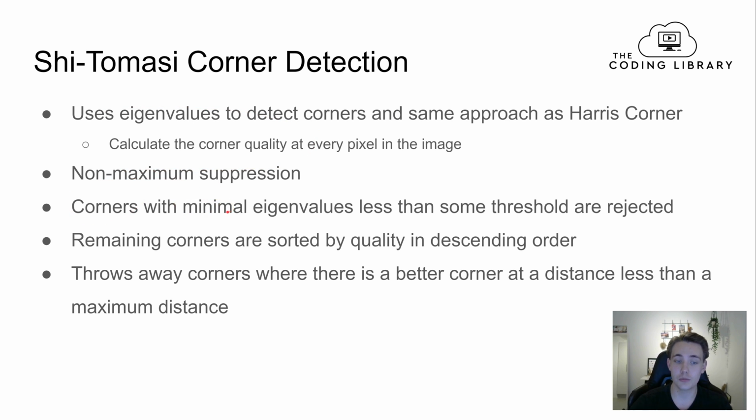And then we find the corners with the minimal eigenvalues less than some threshold, which then get rejected if they're less than the threshold, the same approach as the Harris corner detector. Then the remaining corners are sorted by quality in descending order, and then we can take the best corners. So we throw away all the corners where there is a better corner at a distance less than a maximum distance. We set up some threshold value for distance as well, so we don't detect corners that are really close to each other, because if there are better corners at a distance less than the maximum distance, then they will just take that corner instead.